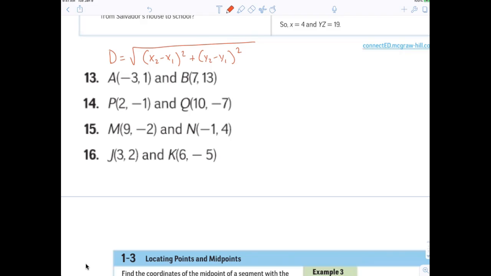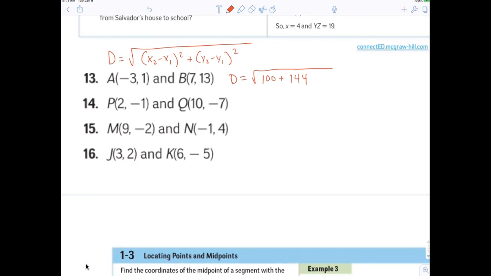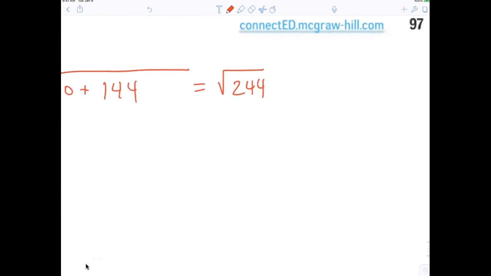All right, so in this case, the distance is equal to the square root. Now, I feel good about you guys just doing some mental math here. So, -3 minus 7 is 10, correct? And 10 squared is 100. This is how I do it. 100 plus. Now we're subtracting the y's and we get what? 12, right? And 12 squared is what? 144, and so that equals the square root of 244, and now we have to break this down.